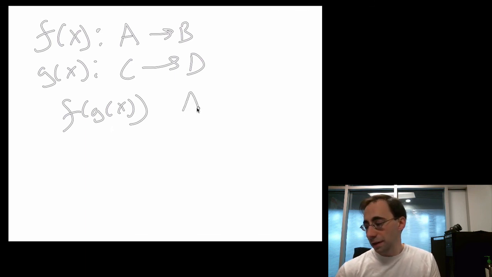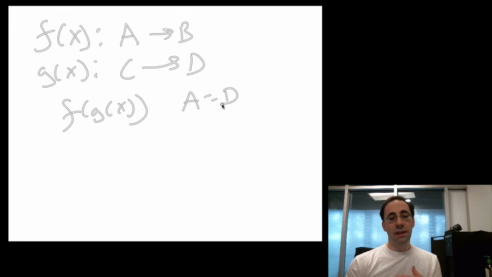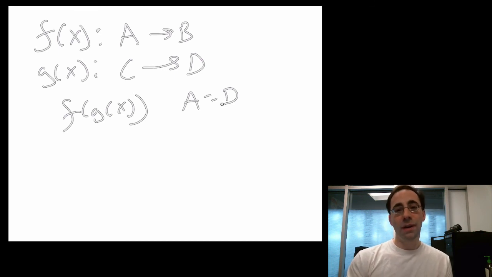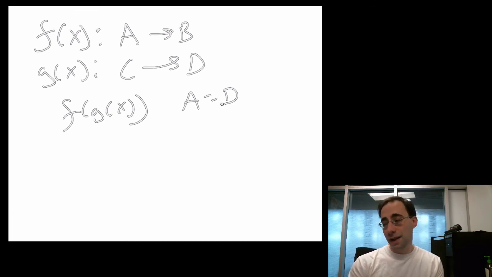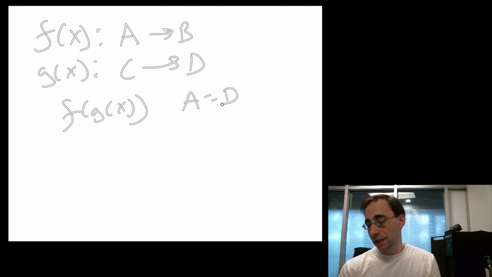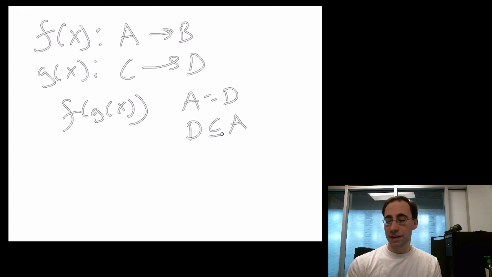So here, a must equal d. The range of the function g must be the same as the domain, or at least a subset of the domain of f. At the very least, d must be a subset of a. That's more accurate. D must be a subset of a, otherwise you can't actually do the composition. So be aware of that.